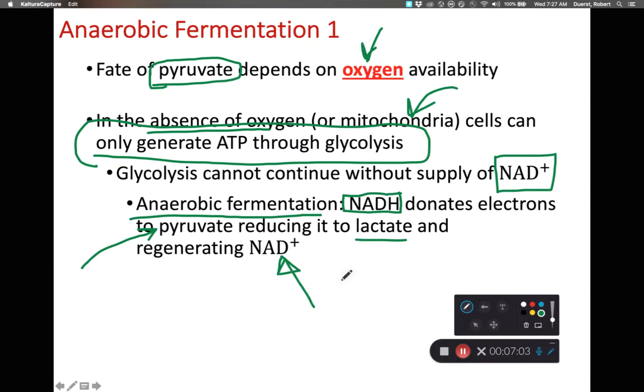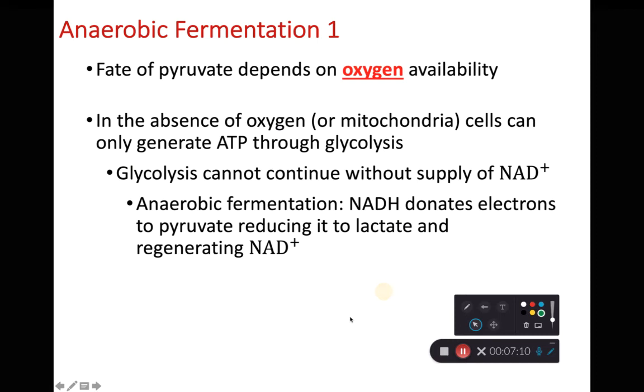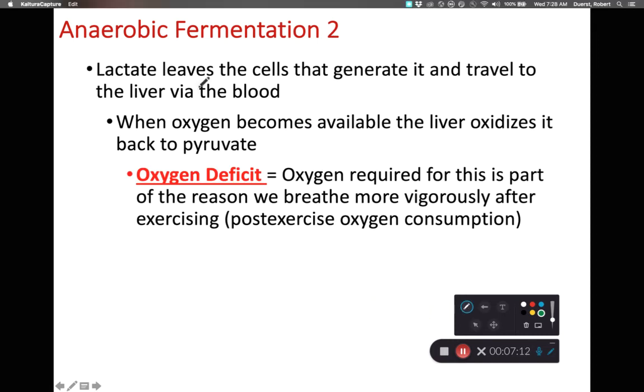The downside of this is that we build up lots of lactic acid inside of the cytosol of our cells. So as we have lactic acid, or lactate, build up inside of our cells, we need to get rid of it. And we get rid of it by dumping it into the bloodstream, and from the bloodstream, it makes its way over to the liver. While that lactic acid is in the liver, the liver is going to oxidize it, which is a way of saying that it strips electrons away from it. And as it's being oxidized, it's turned back into pyruvate.